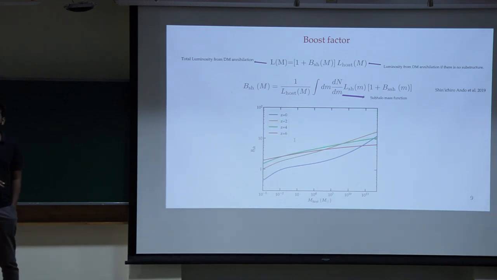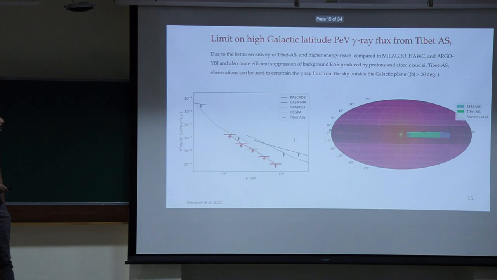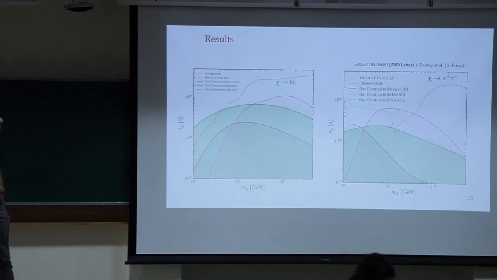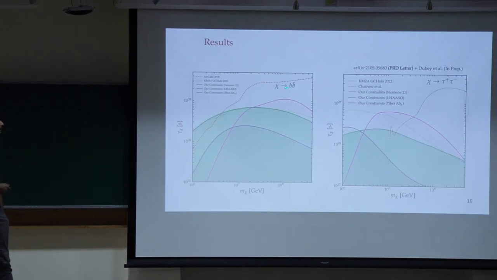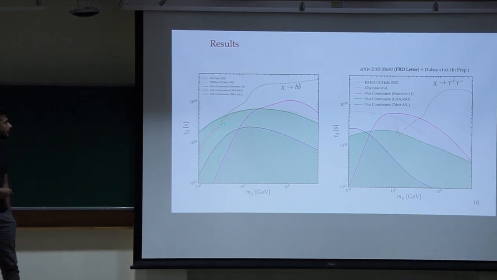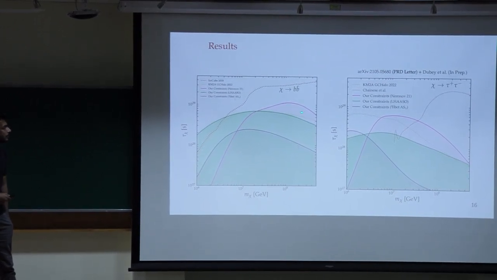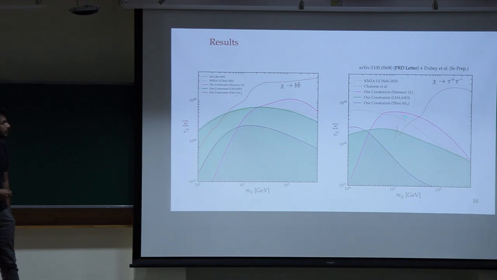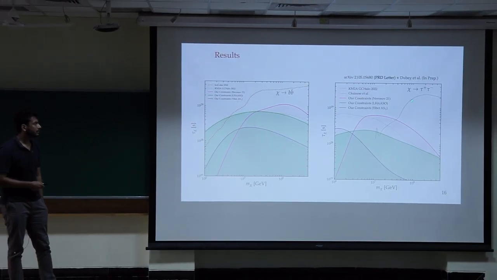Okay, thanks. My second question is regarding this tau constraint. Can you go to that plot? The dotted line on the left hand side plot, chi going to b b-bar. We see that for lower masses it is increasing, but after a certain mass, it starts to saturate. Can you explain that behavior?